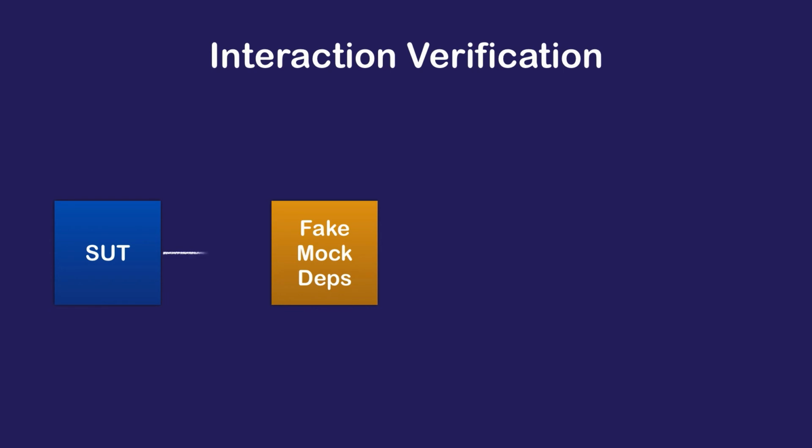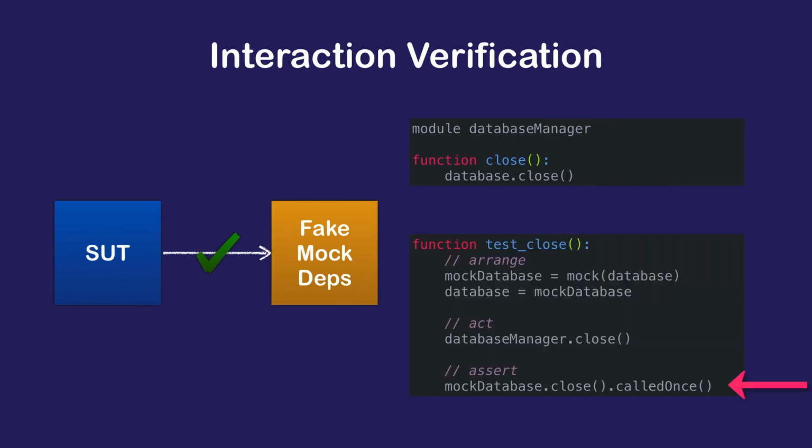The third technique we are going to look at is called interaction verification. Interaction verification is completely different from result and state verification. With this technique, we'll be checking whether an interaction under a specific condition has happened or not. Consider the example below. The database manager module offers a function to close the database connection, but it neither returns any result nor changes the state. All this function does is call a function in the database module. So the only thing we can do to verify the correctness of this function is to check whether it calls the close function in the database module or not.